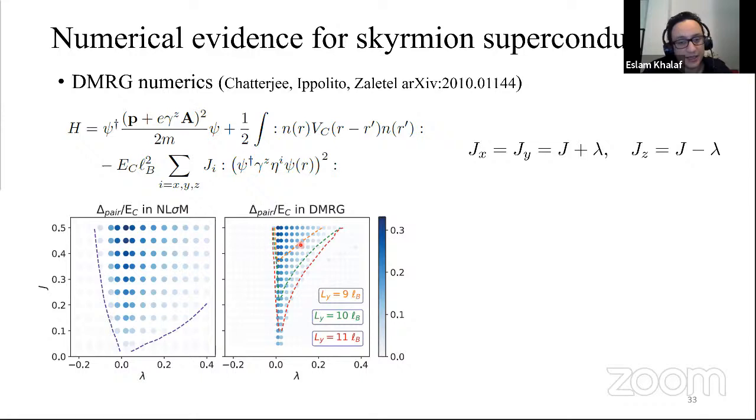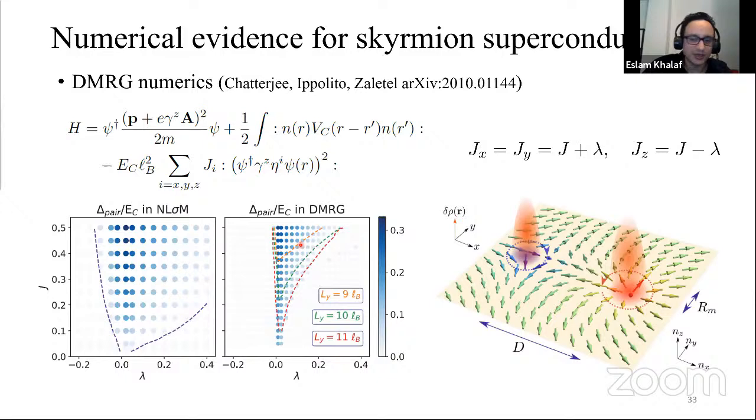And the reason essentially is that the skyrmions can deform into a topologically equivalent texture, two textures called merons, which are like vortices. And this way they minimize this anisotropy energy.